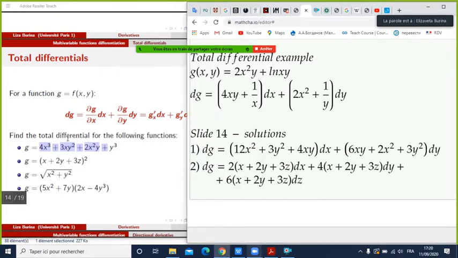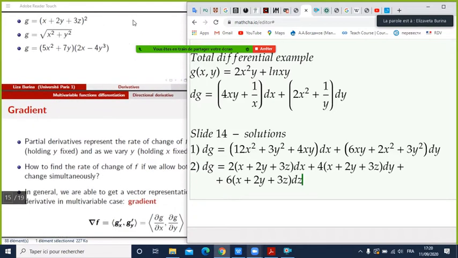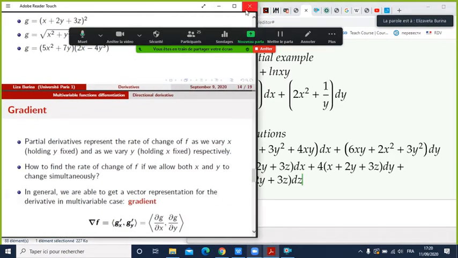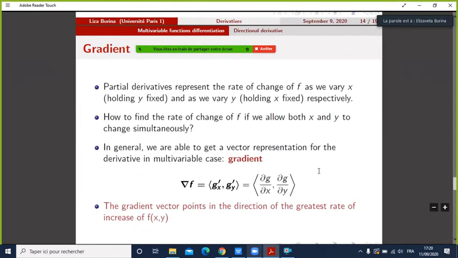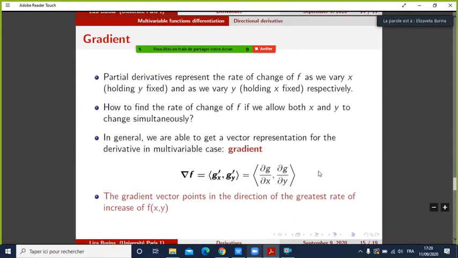Okay, so now let's move to something that is very interesting and it's going to be super confusing. So, we saw partial derivatives represent the rate of change of f as we vary x, holding y fixed, and the other way around. So it depends. If we take a partial of f with respect to x, that's what we have. If we take a partial of f with respect to y, then we hold x fixed.